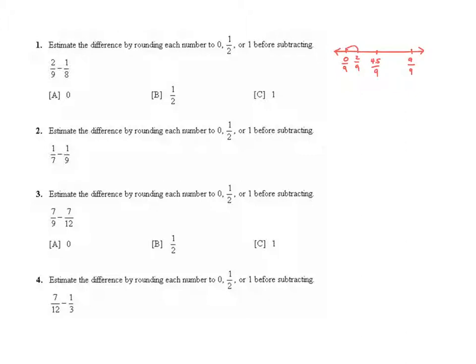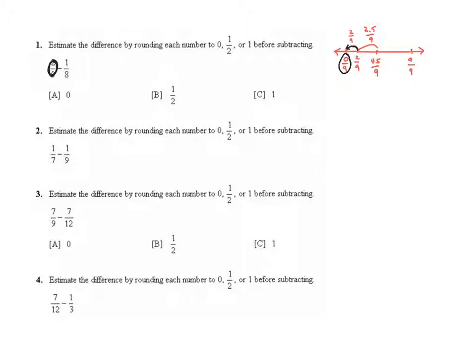It's only 2/9 away from 0, but it's 2.5/9 away from 1/2. So when I'm rounding 2/9 to 0, a half, or a whole, it's going to be closer to 0 than it is to a half. So what I'm going to do is just put a 0 right here.